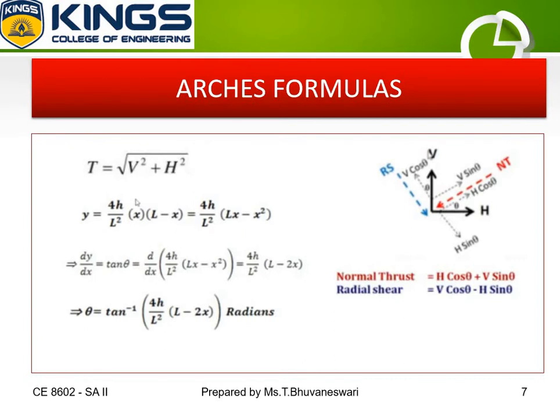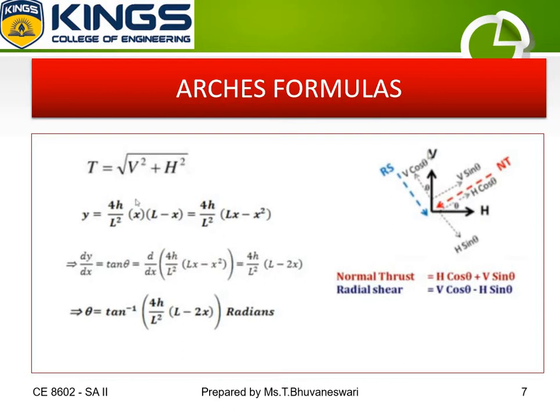Arches formula, this is particularly for the 3-hinged arches. T is the resultant reaction, which may also be represented as RA and RB, which means the resultant reaction at the support A and the resultant reaction at the support B, which is equal to root of VA square plus H square, or otherwise root of VB square plus H square. The next thing, Y. Y represents the rise at a certain distance.